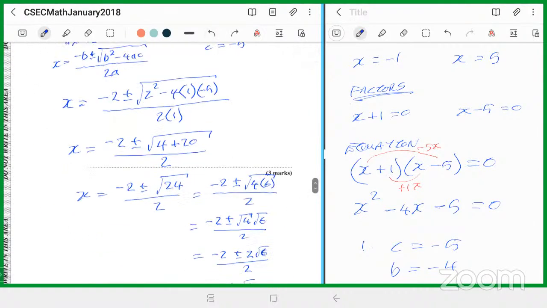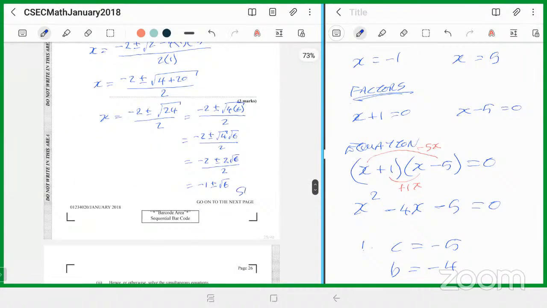Minus 1 plus or minus root 6. So that will be shown. But I don't know if really and truly this should have been on the paper, because I don't think a lot of persons at this level would have been taught to go from this to that. I don't think so, because surds are not really a topic on CSEC. But if you put this in a calculator, it will give you this.